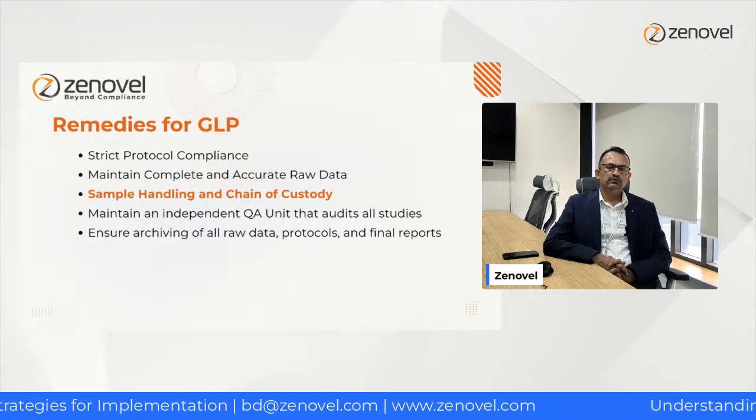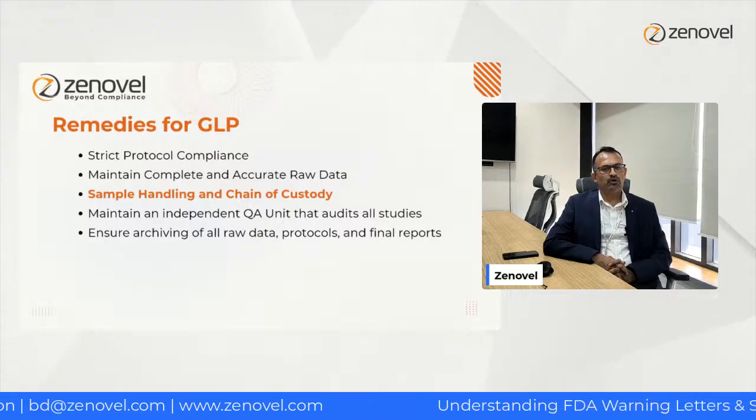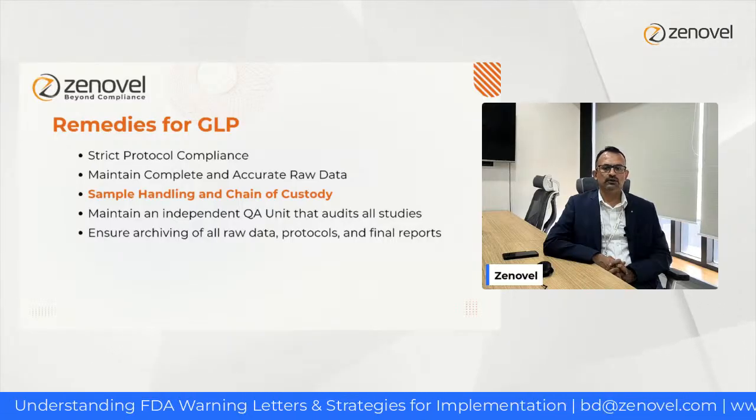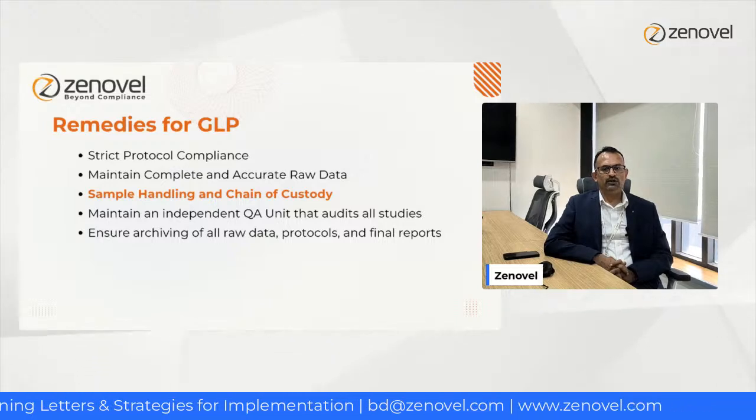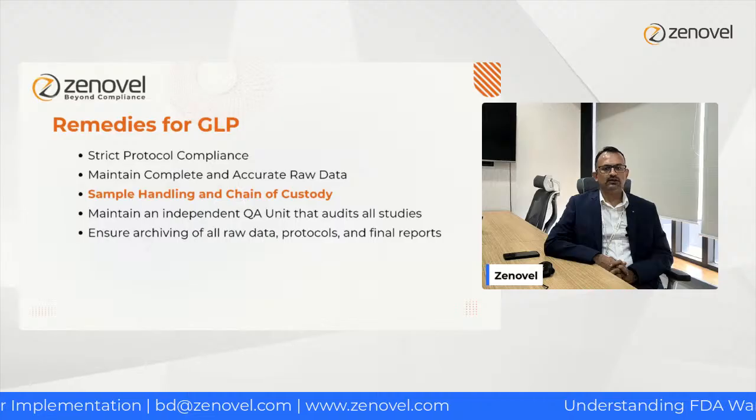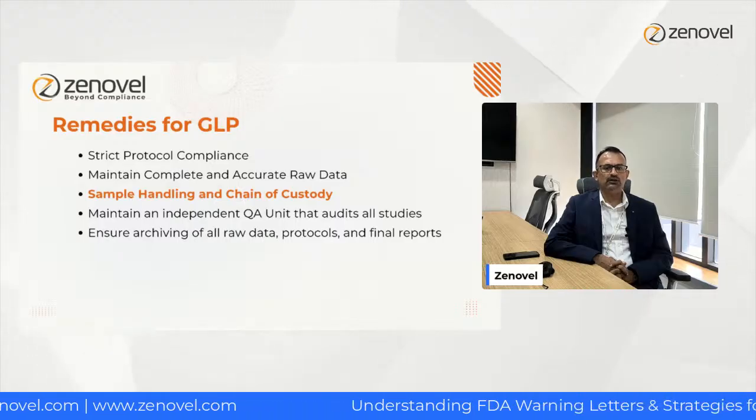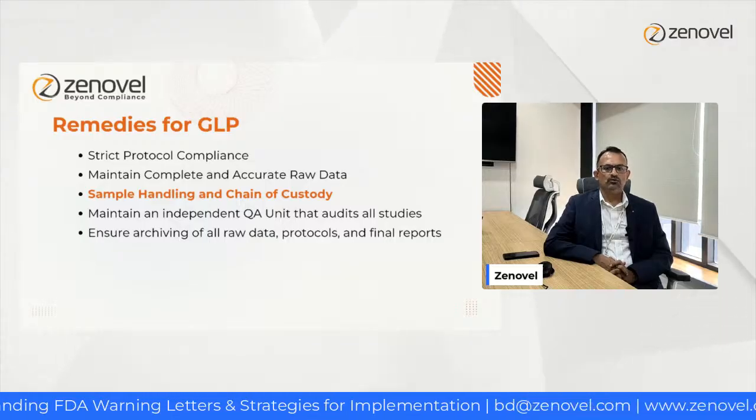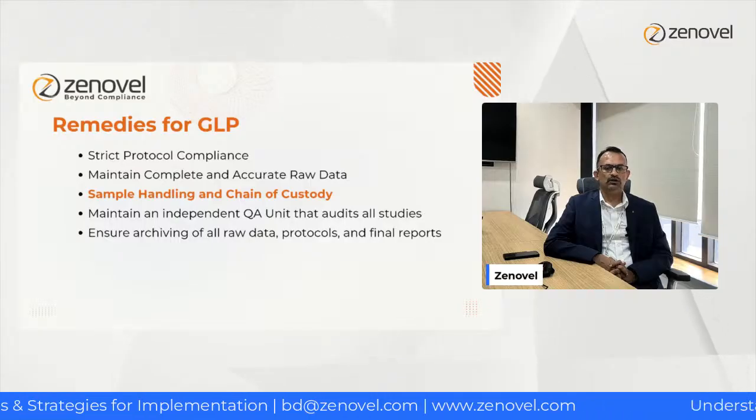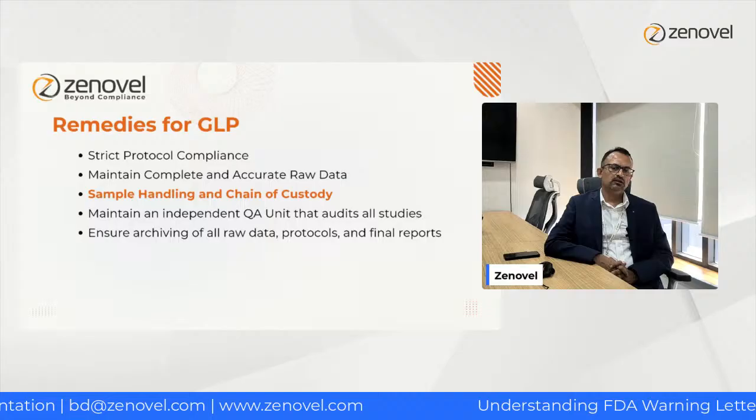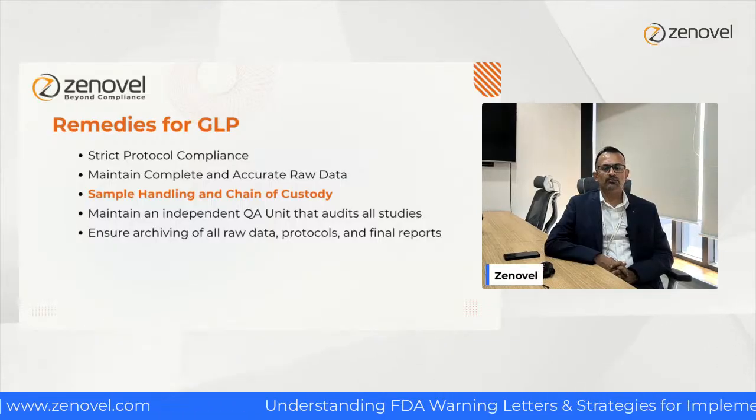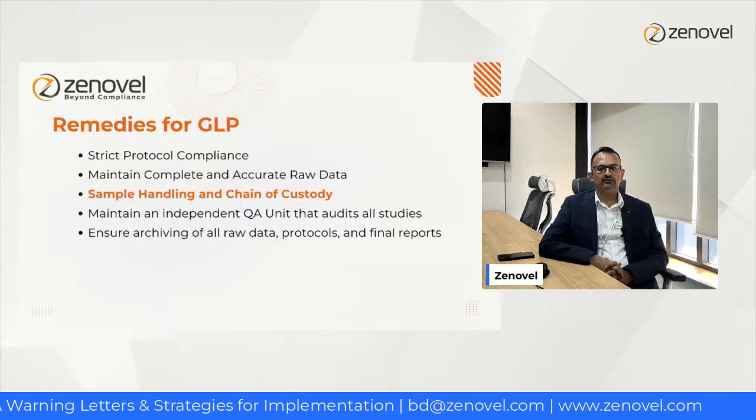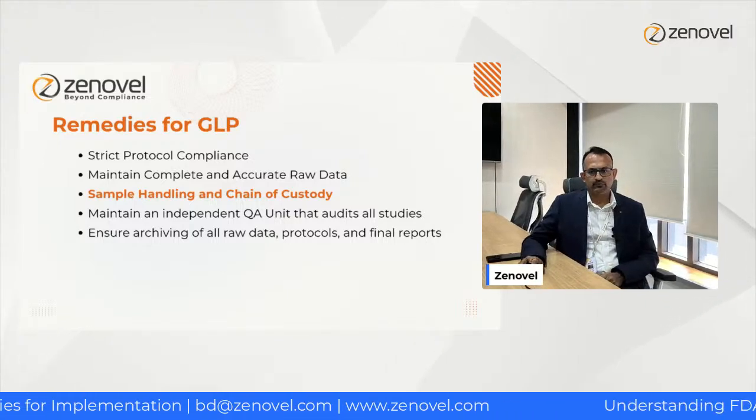For GLP, the protocol is a key document. Strict protocol compliance is required through proper training and implementation of the protocols. We have to maintain complete and accurate raw data. Sample management is a key activity during the GLP activity. Hence, sample handling and chain of custody maintenance is an important task. We have to maintain an independent QA unit that audits all the studies thoroughly and provides the observations to the management to take proper CAPA, and ensure archiving of all the raw data, protocols, and final reports.